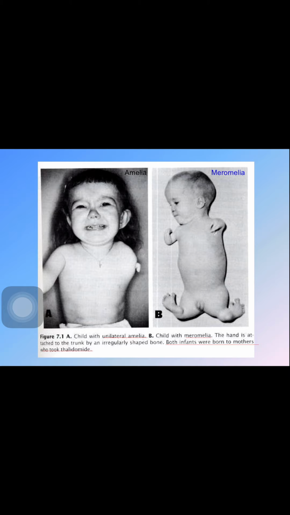Look over here, a baby born with one of the limb absent, and the baby born with limbs present but not properly formed. This is amelia, absence, meromelia, partially formed or not properly formed.